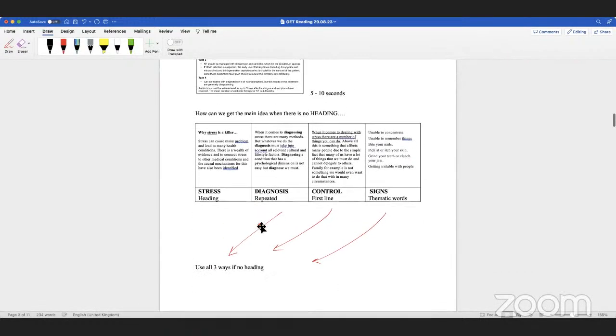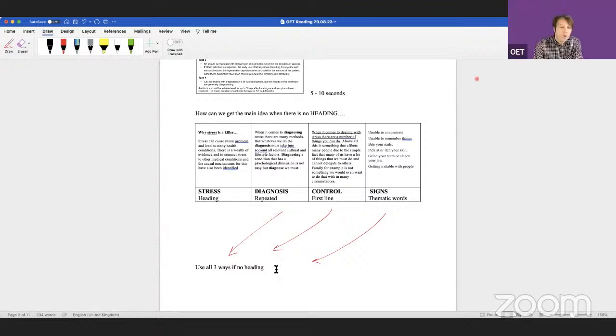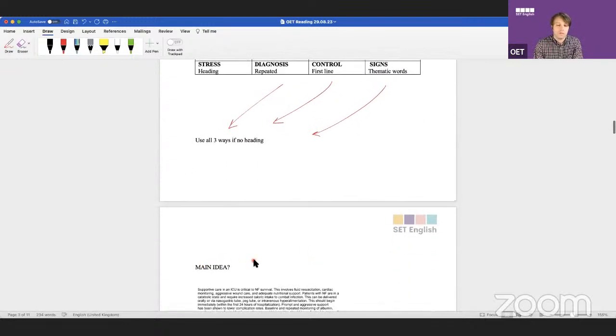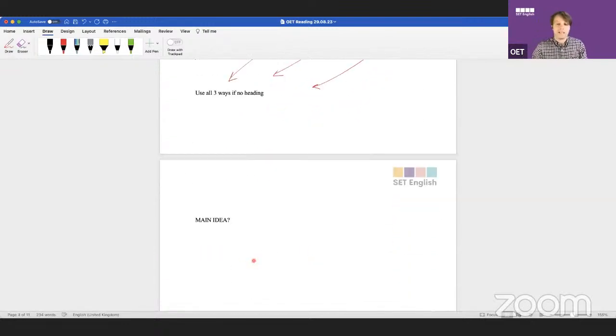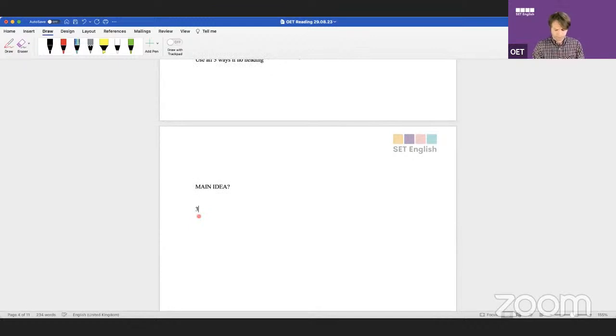Okay, so if I give you an example then, with no heading, you guys can look for repeated words, read the first line, and look for thematic words. I'm going to give you guys 30 seconds, all right? And I'm going to choose a random person. You've got to find the main idea in 30 seconds. Is everyone ready?